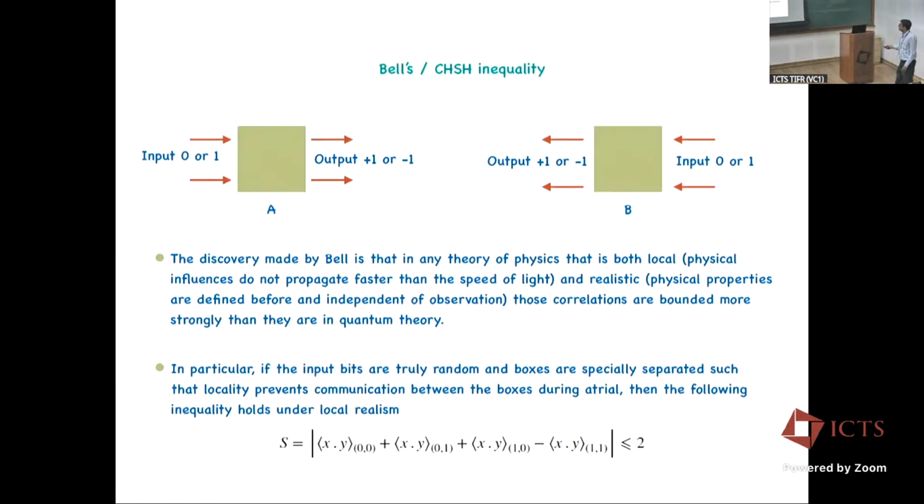Under these conditions, the discovery of Bell is that any theory of physics that is both local, where physical influences do not propagate faster than light, and realistic, where physical properties are defined before and independent of observation, which is not true for quantum mechanics, has correlations bounded more strongly than quantum theory allows. Quantum theory says this inequality could be violated, going above 2, while if it is local and realistic, it is strictly true. So we now have something that can help an experiment decide on that old problem.